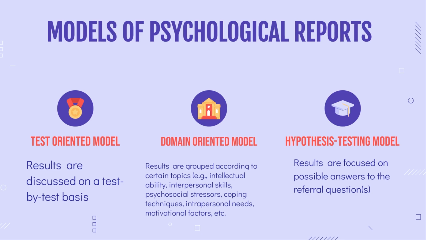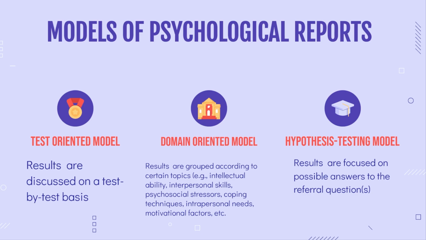In the test-oriented model, you're just writing down the results and describing them per test. For example, if you have 5 psychological tests and 2 of them are intelligence tests, you're simply reporting the scores and the interpretation per test. You do not try to mix and match or integrate them.